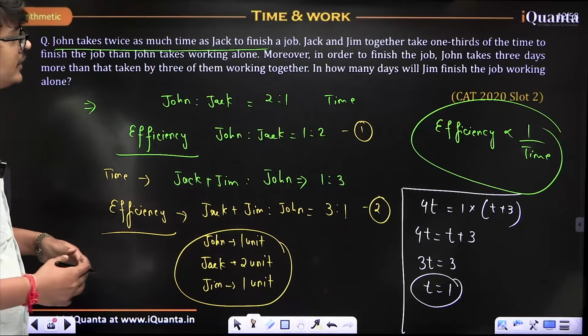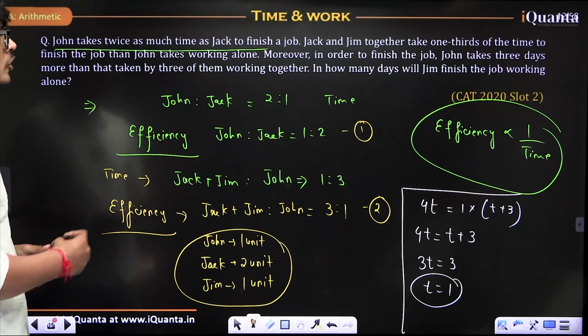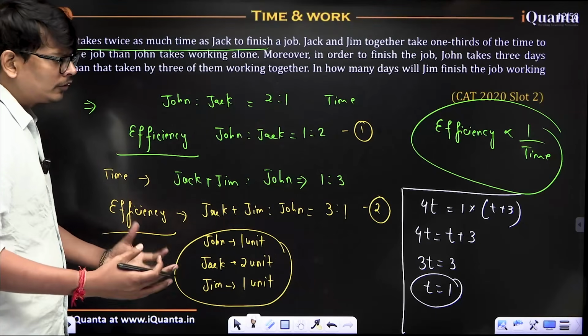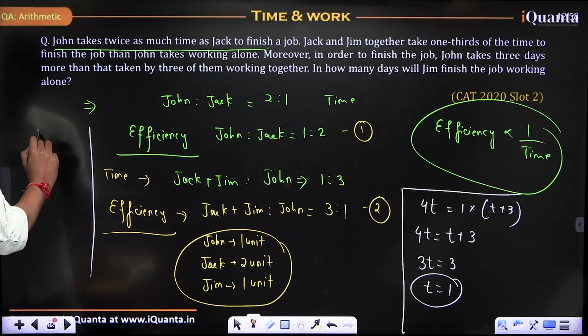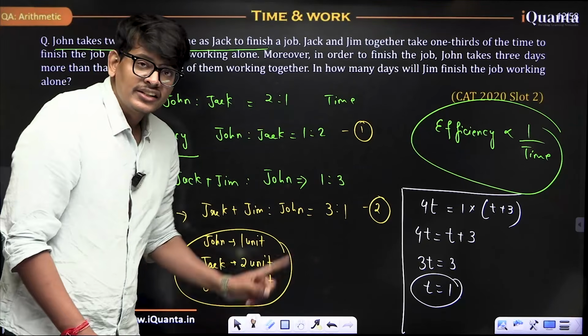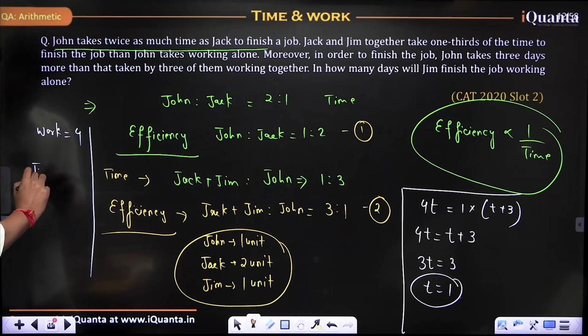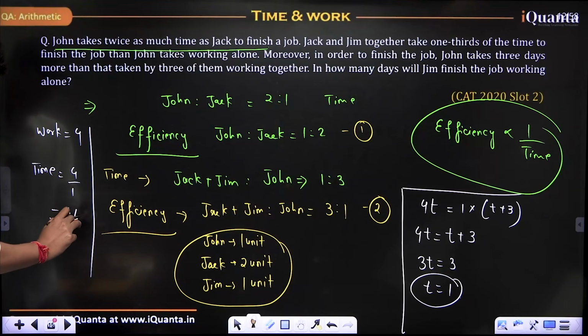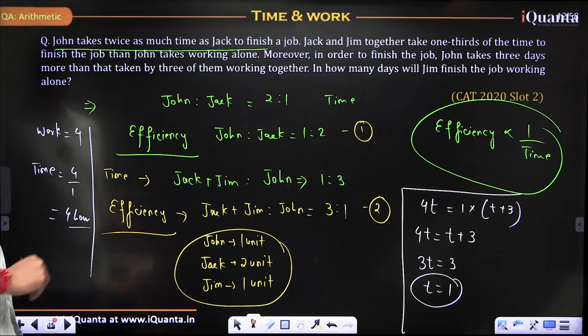Now question says, in how many days will Jim finish the job working alone? So first of all, we will try to find out the total work. So total work is 4 units, and Jim's efficiency is 1. So time taken by Jim will be 4 by 1, that is 4. ठीक है, so answer of this question will be 4.